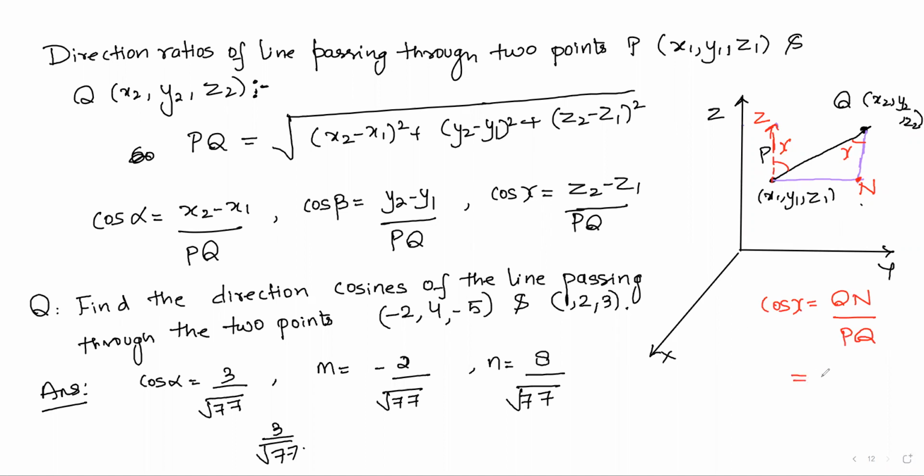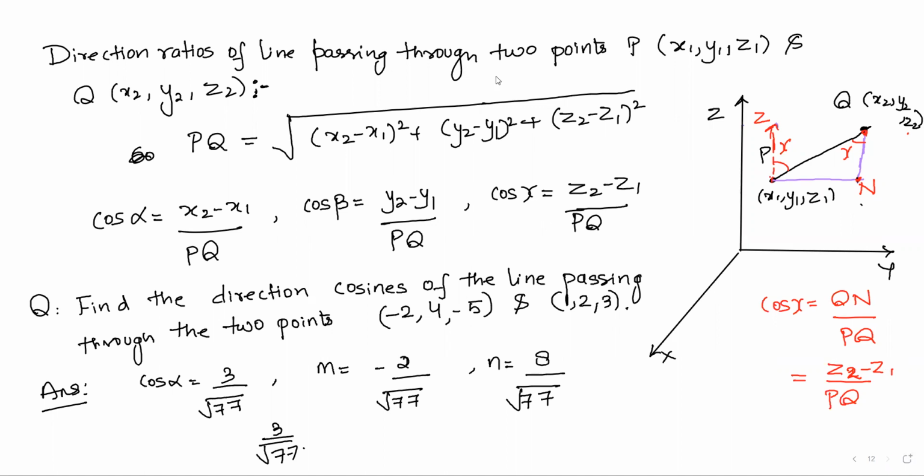So PQ you already know. How will you find QN? Here you have gamma. That's why you need to subtract Z2 minus Z1. From here, we are getting the formulas. You will face an issue because these points are in space, in 3D. So you need to visualize that if you draw a perpendicular N on the XY plane, this distance QN will be Z2 minus Z1. So in 3D, this was our first topic.